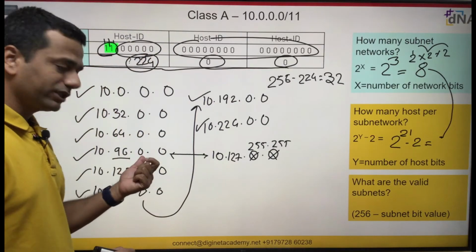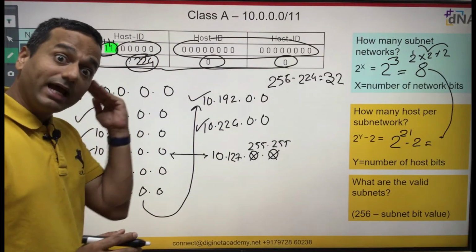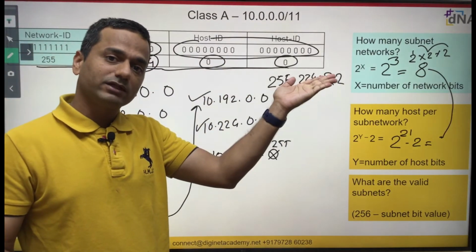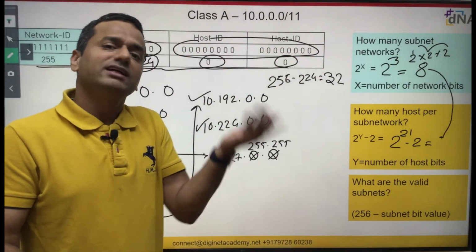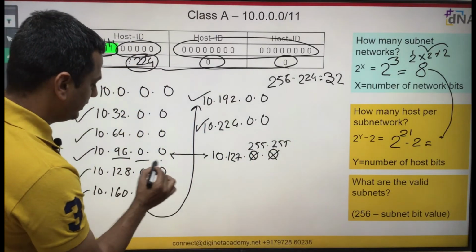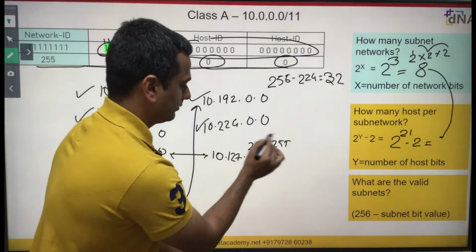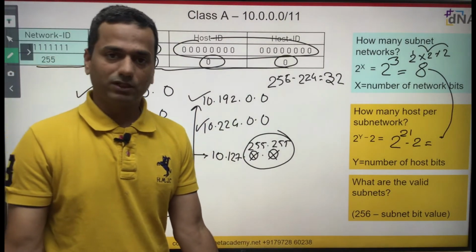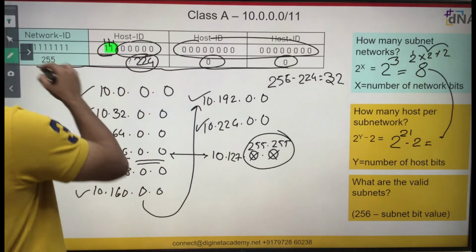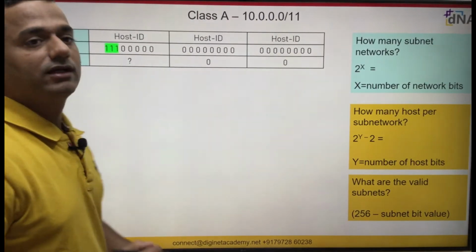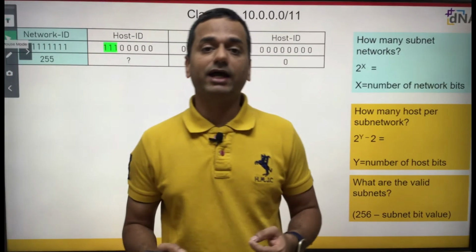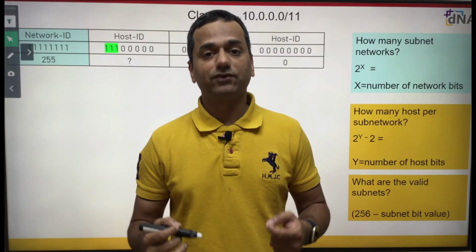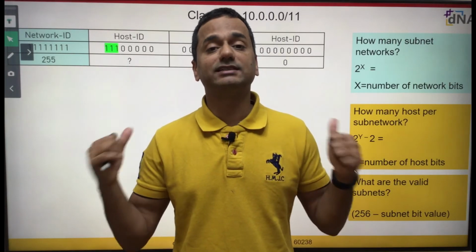During the network ID calculation, it will be 0.0 because the entire 8 bits from the third octet and the entire 8 bits from the fourth octet are your host bits. Set to 0, network ID. Set to 1, broadcast ID. Got it? Simple logic, right? Correct? Perfect, right?